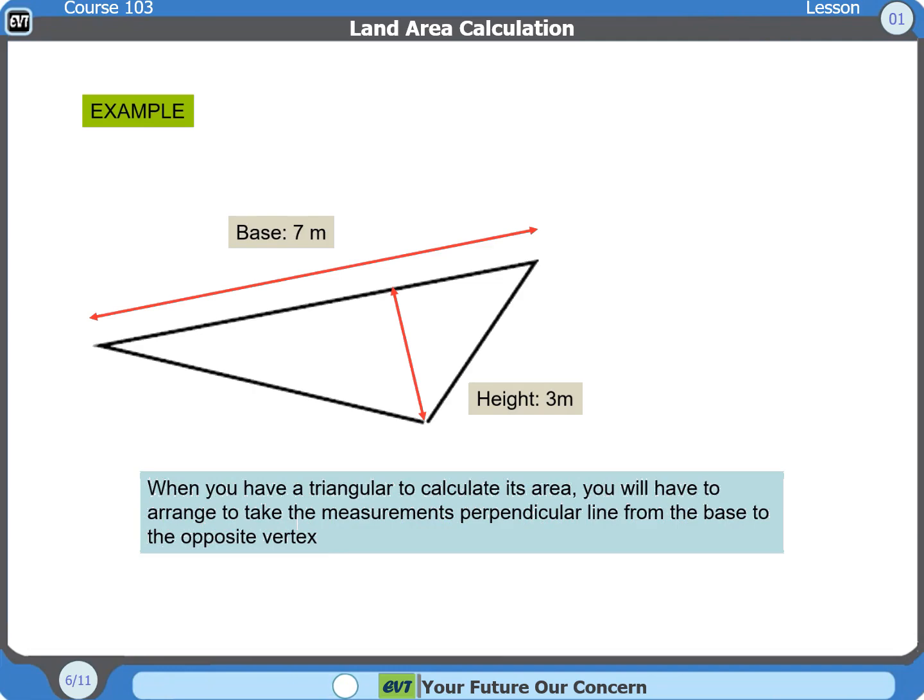When you have a triangle to calculate its area, you will have to take the measurement along the perpendicular line from the base to the opposite vertex. Here we have 7 meters on the base times the height, divided by 2, equals 10.5 square meters.